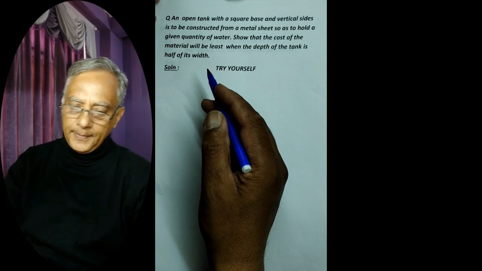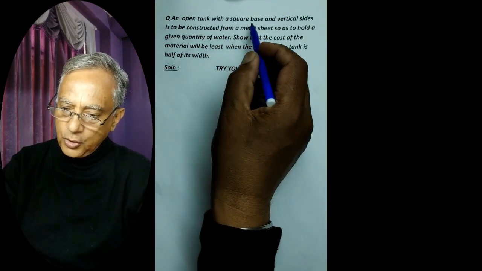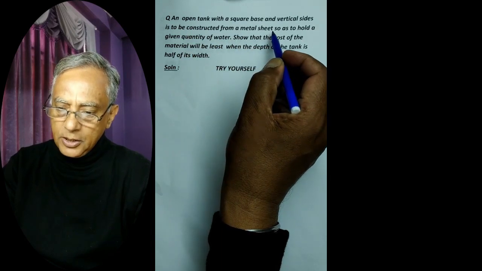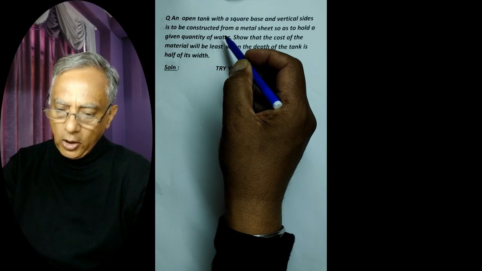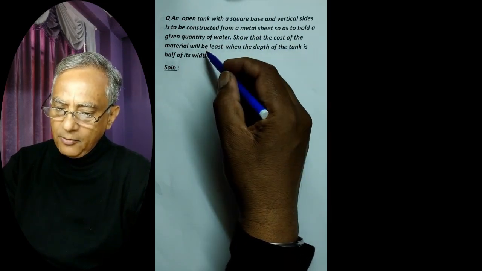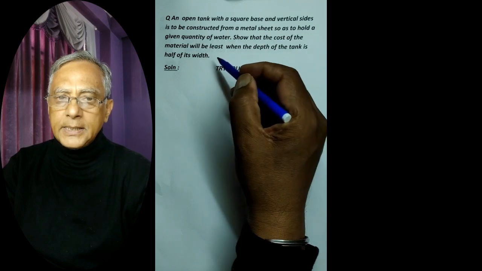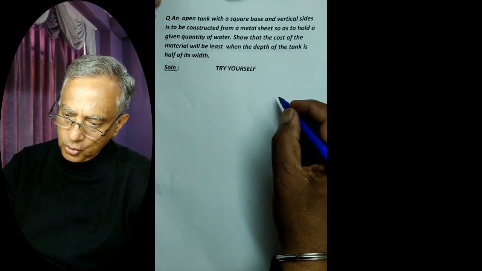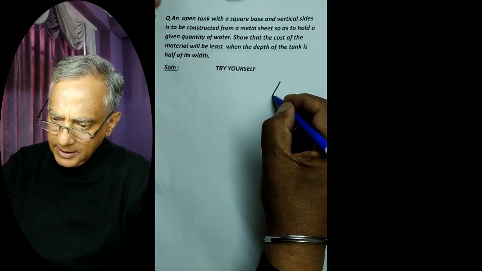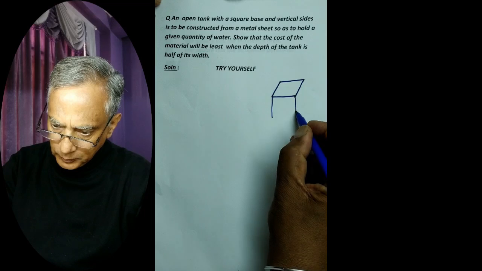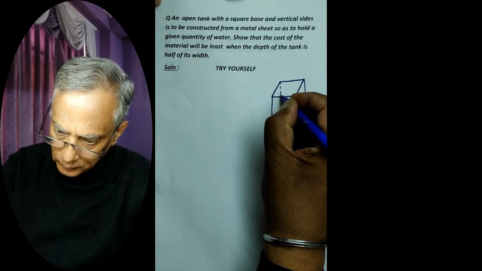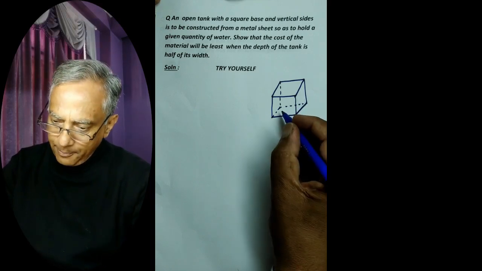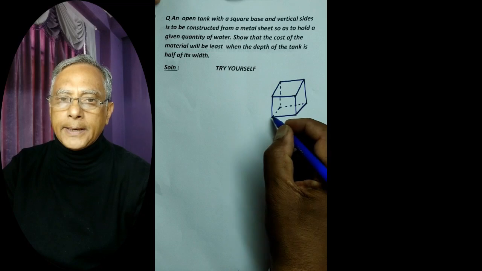Next question is, an open tank with a square base and vertical sides is to be constructed from a metal sheet so as to hold a given quantity of water. Show that the cost of the material will be least when the depth of the tank is half of its width. An open tank with a square base. Let this be the tank. The base of the tank is a square.